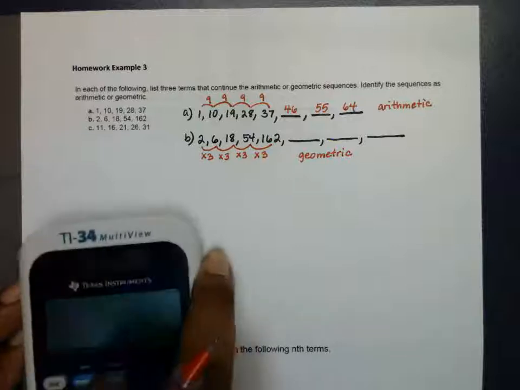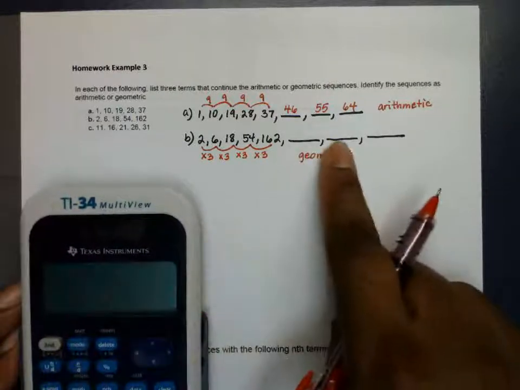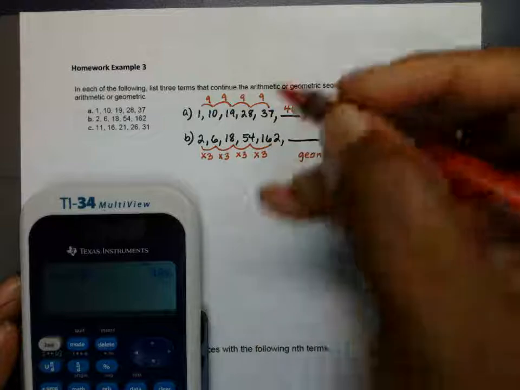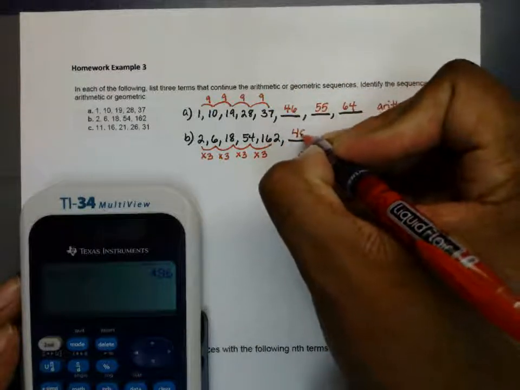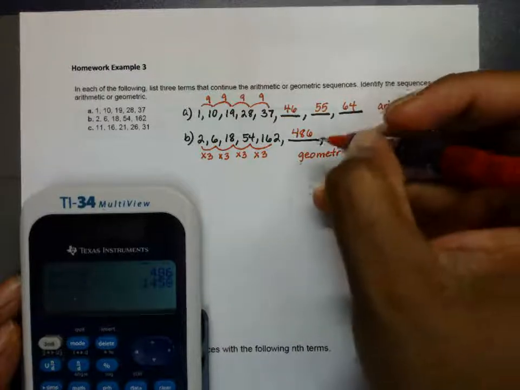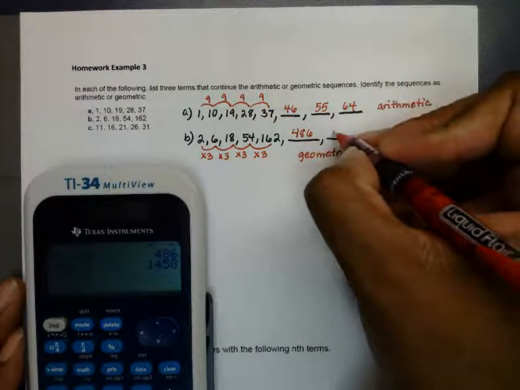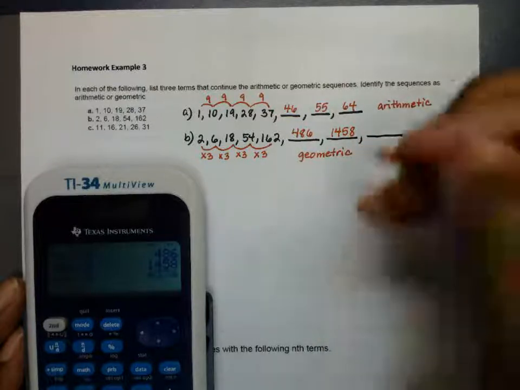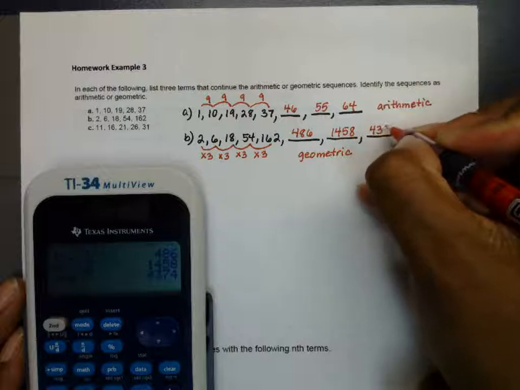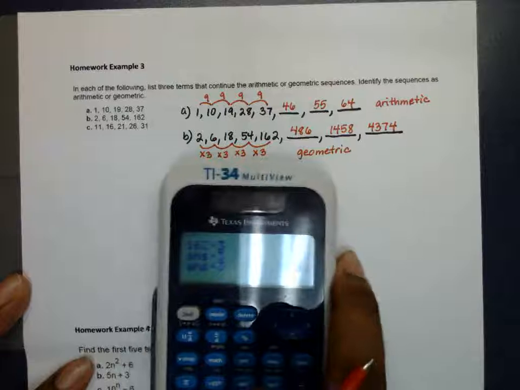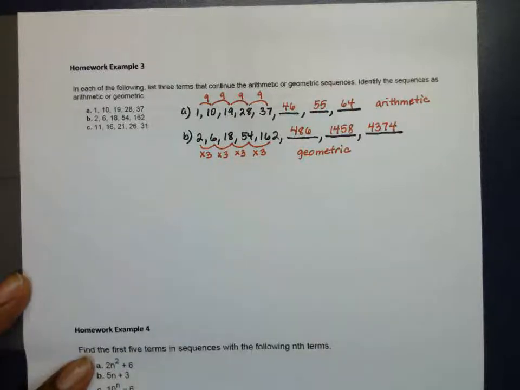So in this case, I'm going to be multiplying by 3 each time to get the next 3 terms. So if that last term is 162, multiply that by 3, you'll get 486. To get the next term, multiply 486 by 3, you'll get 1458. And then multiply by 3 again, you'll get 4,374. Okay.